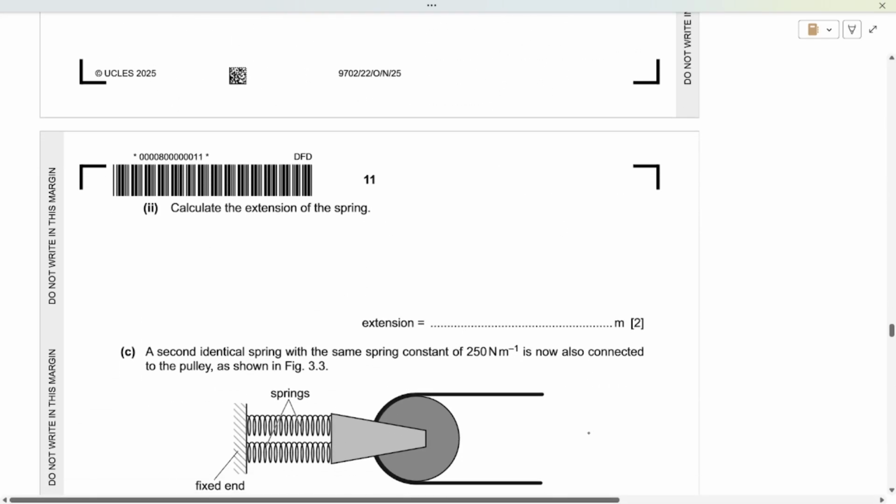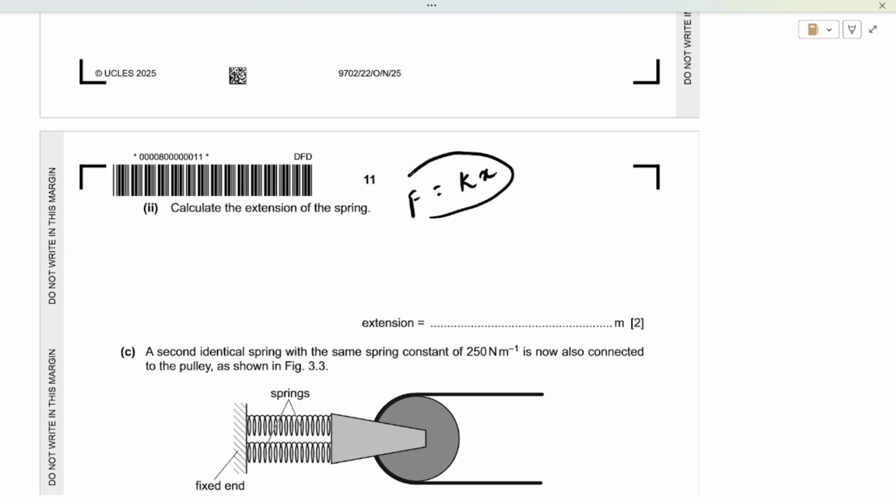We need to calculate the extension. For calculating the extension of the spring, we know the formula, Hooke's law, which is F equal to Kx, or E, I can write, that is extension. They have given the spring constant value as 250, and the force we know is 110 times the extension. So the extension comes to be 110 divided by 250, which will be equal to x. So the extension will be 0.44 meter.